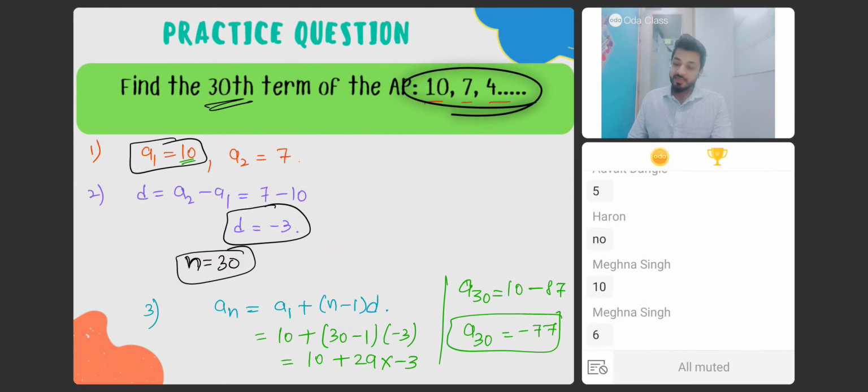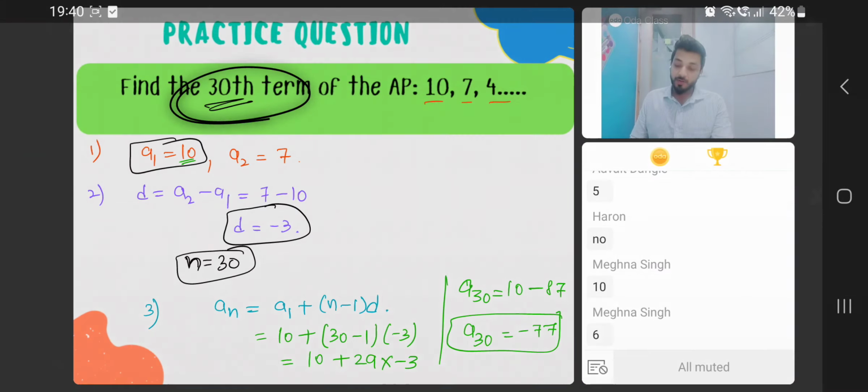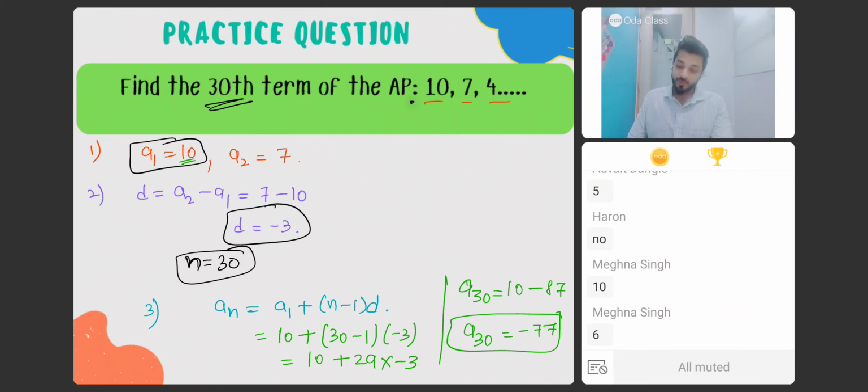So this arithmetic progression was given and we had to find the 30th term. By looking at the arithmetic progression, you can simply write down the first term, which is 10. The second term is 7, so the common difference D will be A2 minus A1, that means 7 minus 10. So D is equal to minus 3. A1 is 10, D is minus 3, and we have to find the 30th term, that means n is equal to 30.